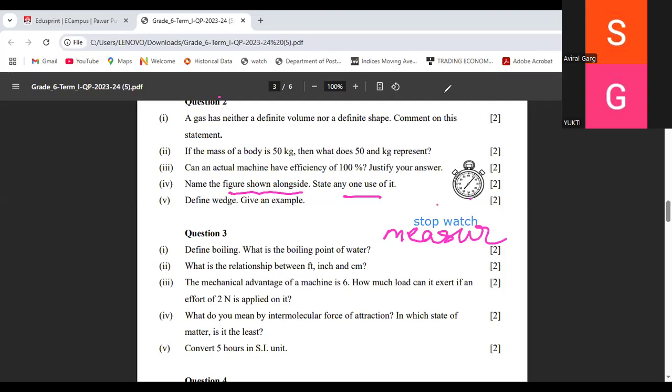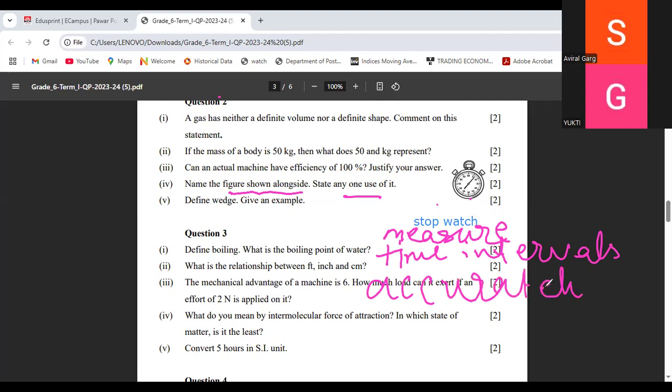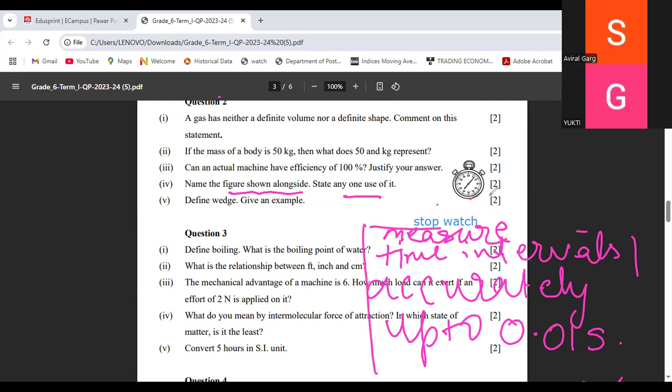Sorry for the disconnection. Yes, so a stopwatch is used to measure time intervals accurately up to 0.01 seconds. Okay, this is your answer for this 2 mark question.